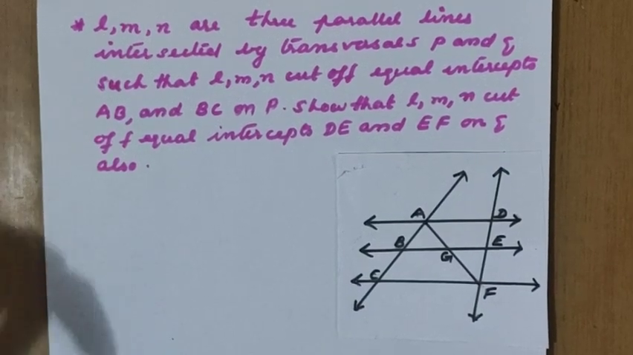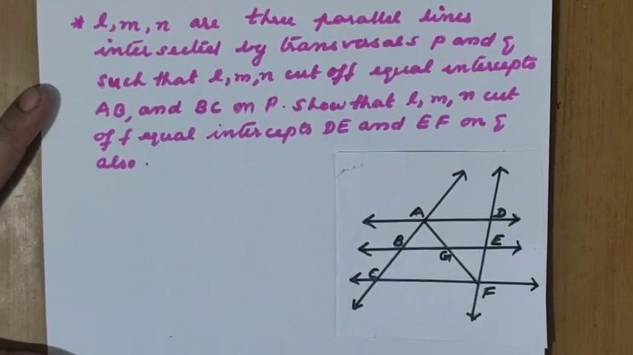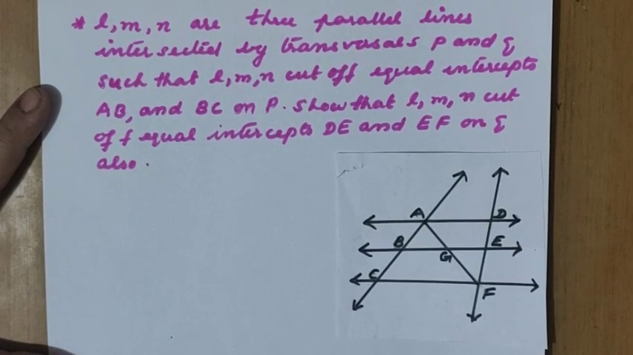Children, chapter 8, quadrilateral. The same concept, the midpoint theorem and the converse midpoint theorem, we are using here. Example: L, M, N are three parallel lines that intersect transversals P and Q such that L, M, N cut off equal intercepts AB and BC on P. Show that L, M, N cut off equal intercepts DE and EF on Q also.